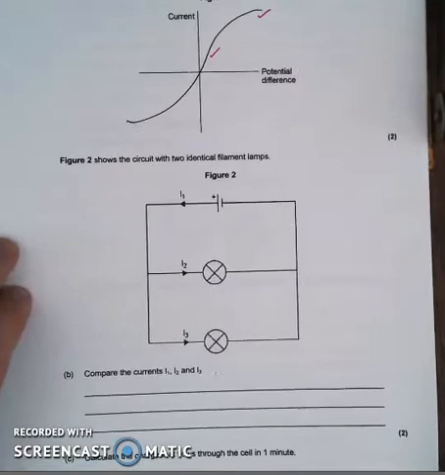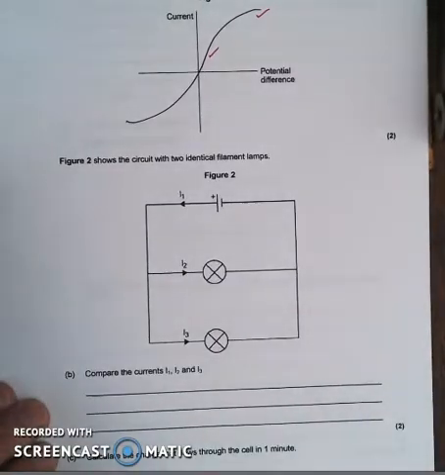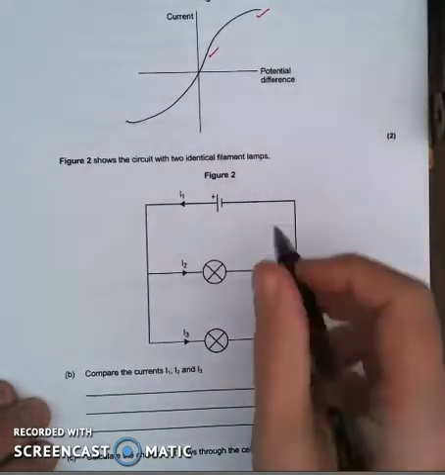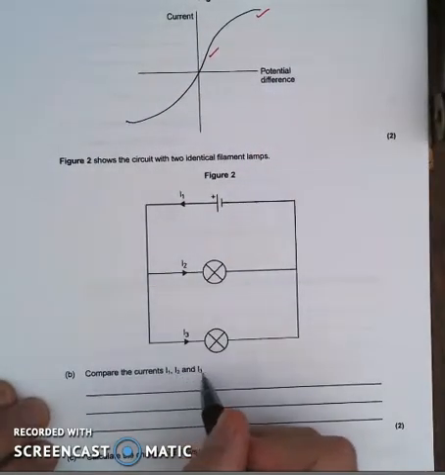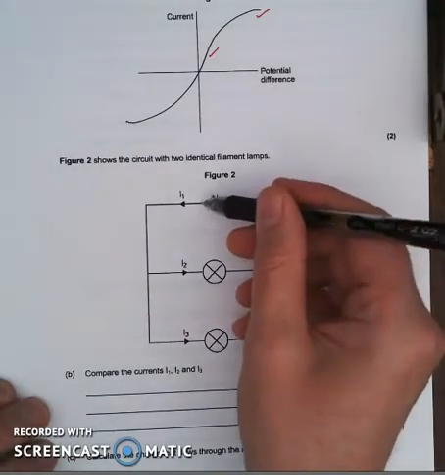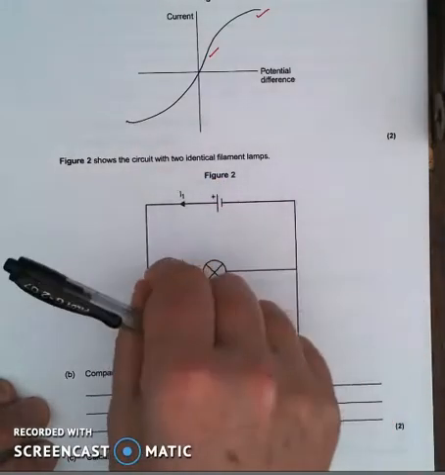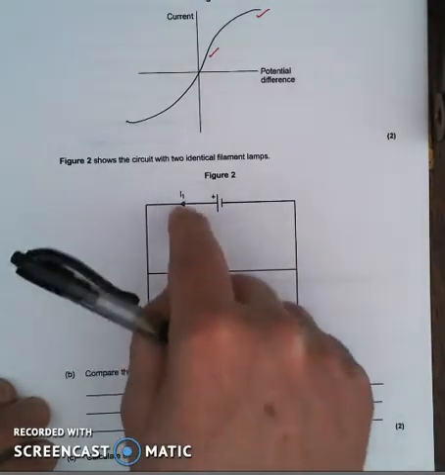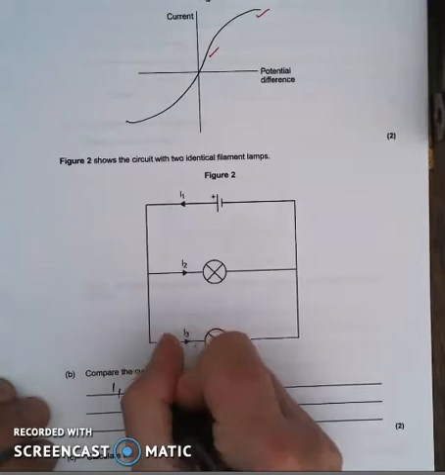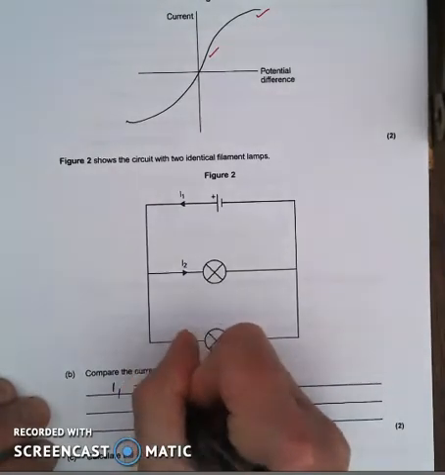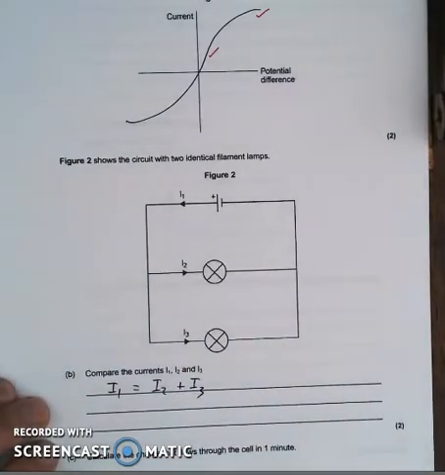Right, next then, let's have a look at the next bit of this. So this is a parallel circuit here, and it says compare the currents I1, I2 and I3. So what do we know about parallel circuits? What we know is that the current comes out here and it splits. So I2 and I3 added together gives us I1. I1 equals I2 plus I3. Okay, that's how the current changes.